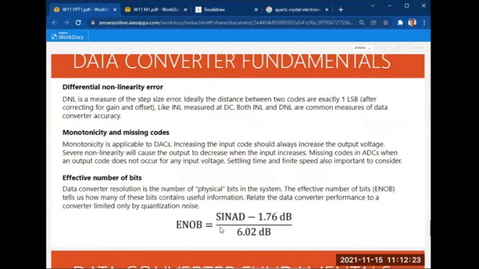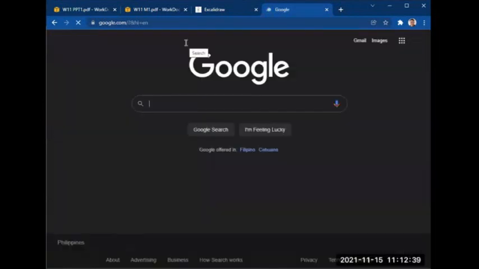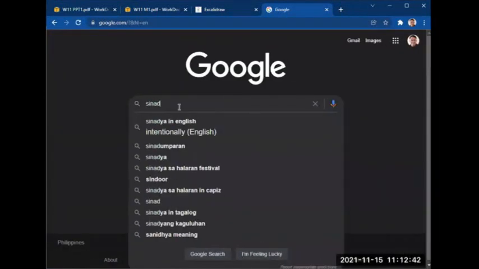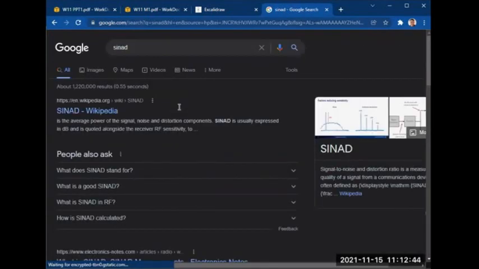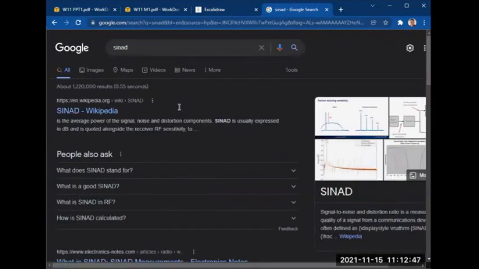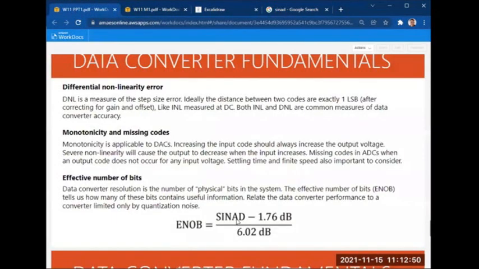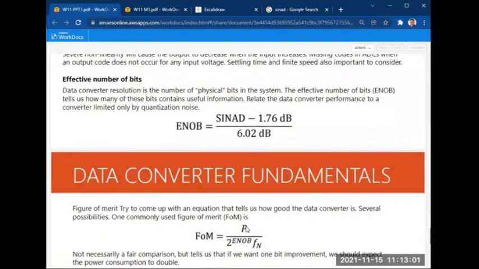SINAD is signal to noise and distortion ratio. Okay, so signal to noise and distortion ratio. So this is the formula for ENOB: SINAD minus 1.76 dB over 6.02 dB.